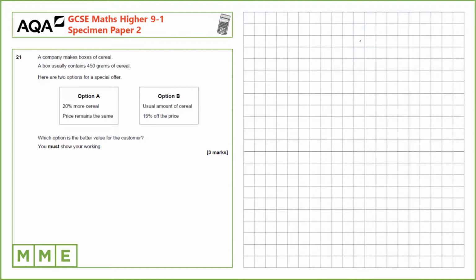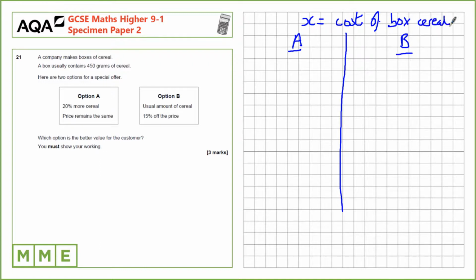3 marks. So we need to consider both of these in separate instances. The way we're going to try and do it is to figure out what the value of 1 gram of cereal is for each option, and then we can compare the two and see which is the better value. The cheapest gram is the one that we want to go for. First of all, in order to do that, we're going to say x is the cost of a box of cereal, because we don't actually get given that in the question, so we've got to assume it.